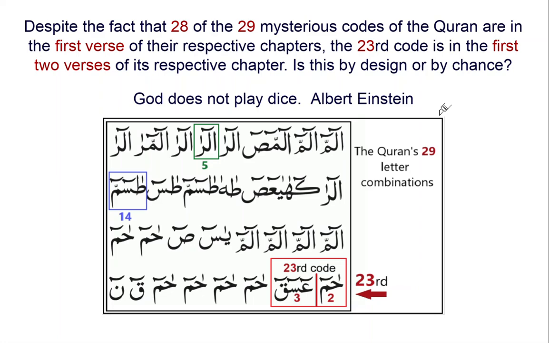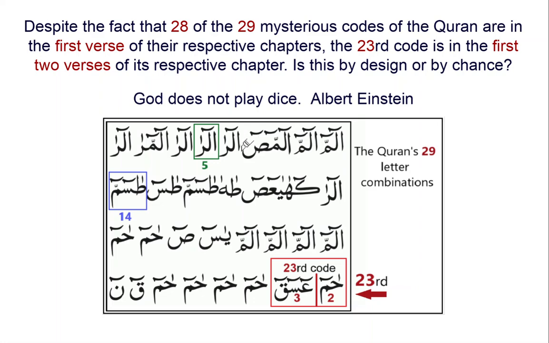However, despite the fact that 28 of the 29 mysterious codes of the Quran are in the first verse of their respective chapters, the 23rd code is in the first 2 verses of its respective chapter. Is this by design or by chance? This is something we are going to explore in this discussion, inshallah.